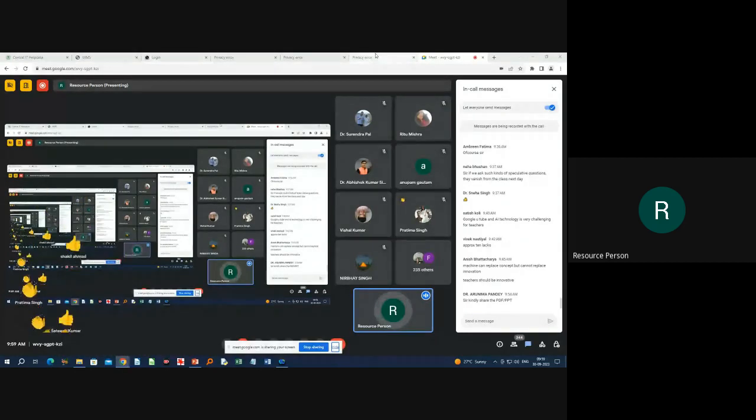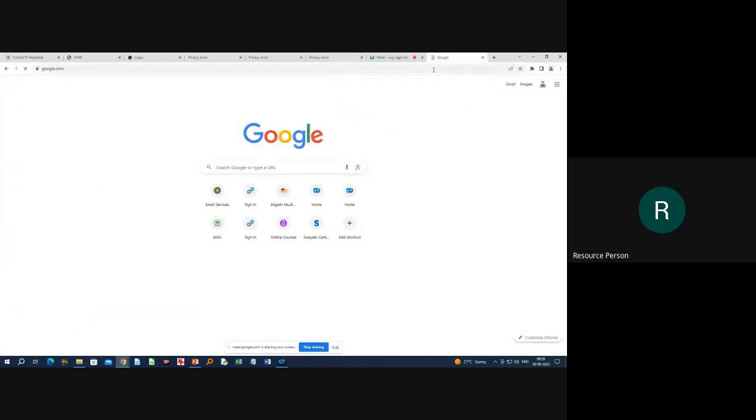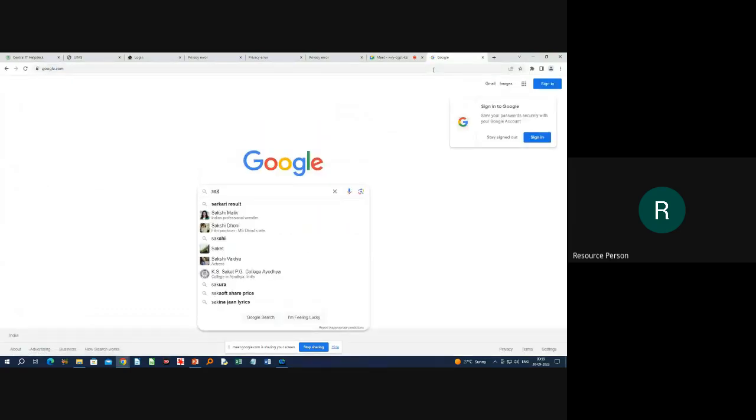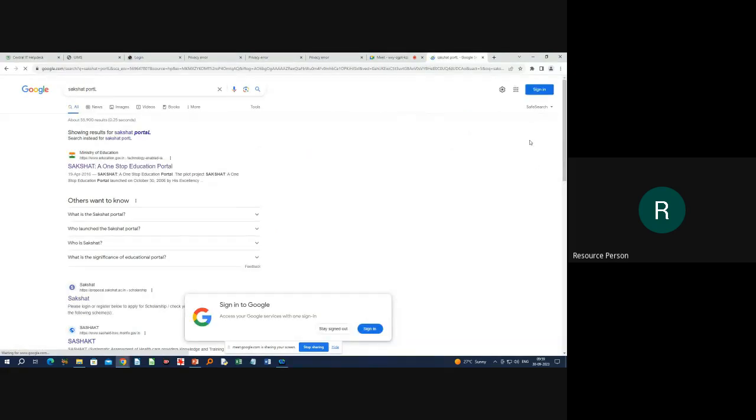because it is important that whatever we have discussed, let's also look at it, because ICT is very, very practical. So let us look. I'll just go to Google and say Sakshat portal. Right. So Sakshat, you can see here.